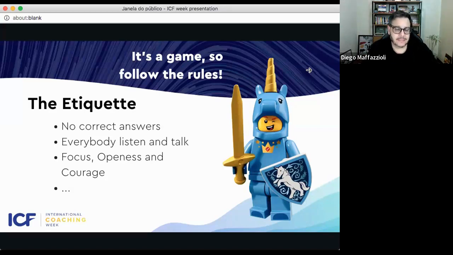Okay. The second is everybody listen and talk. And this is very important. We know that companies frequently, during a meeting, for example, just the hierarchy in the room talk. Okay, and here in Lego Serious Play, the method was constructed, was built, created to facilitate that everybody needs to listen, everybody needs to talk.